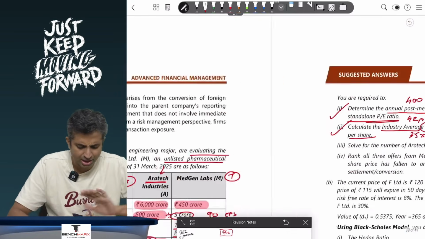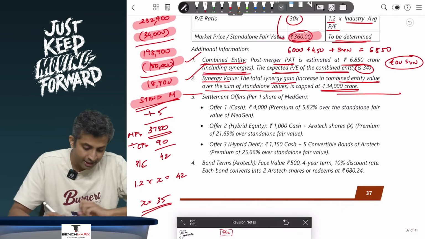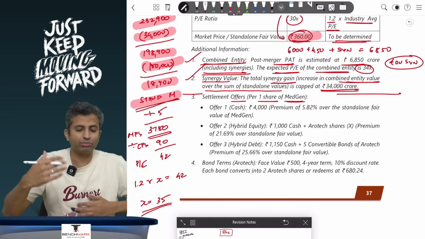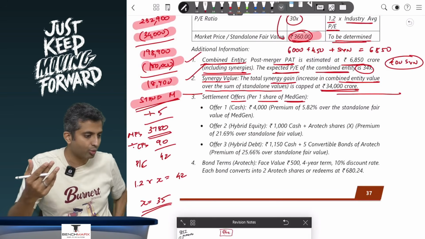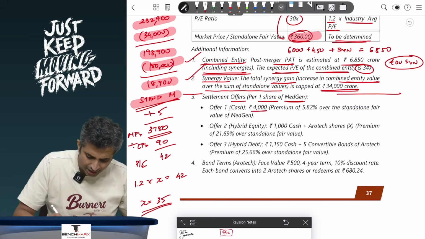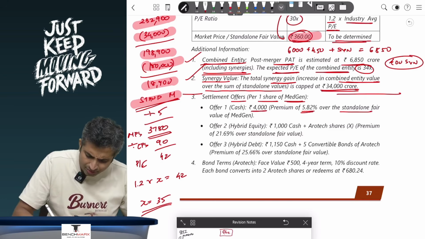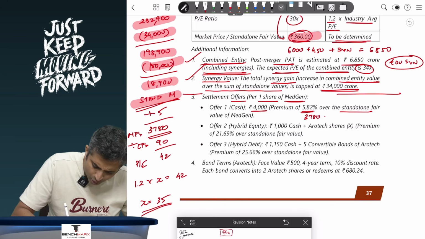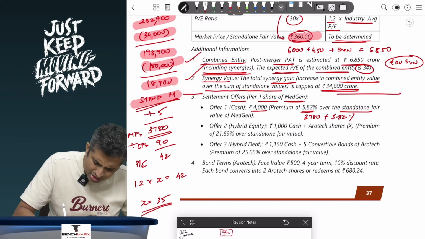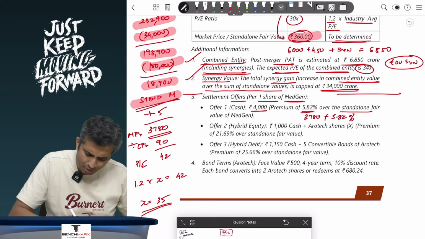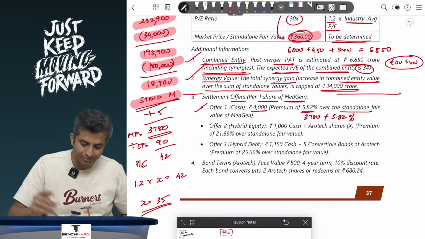Now the next two parts are connected to the next 2 points. Now settlement offers, that is for one share of MedGen. So how much am I offering for one share of MedGen? So first is cash, 4,000, end of story. That is 5.82% premium over the standalone value. See, maybe this was 3780. If I do plus 5.82%, it is approximately 3780 plus 5.82%. This is around 4,000. This is offer 1 is cash of 4,000.